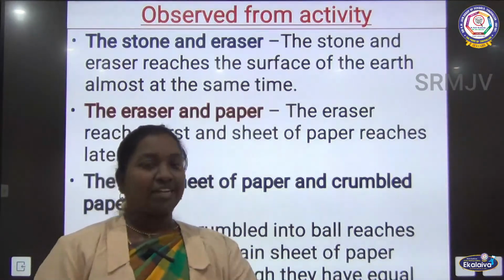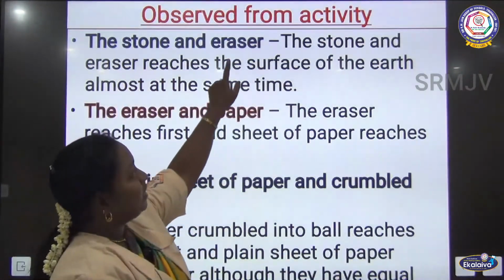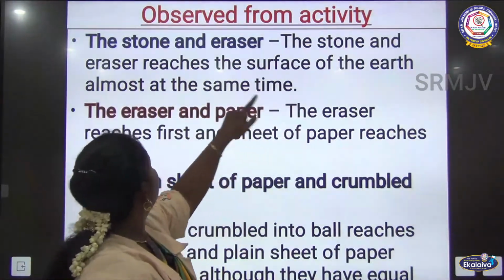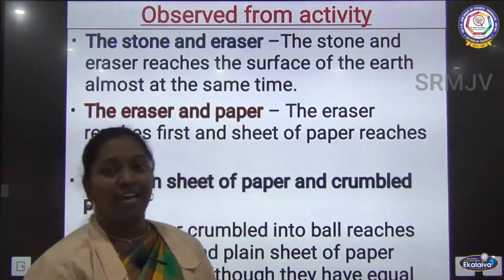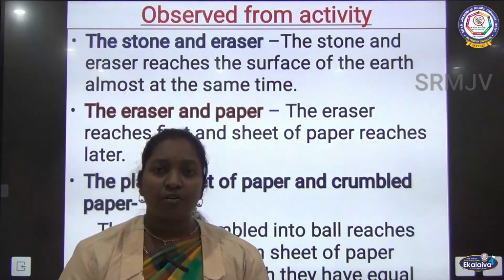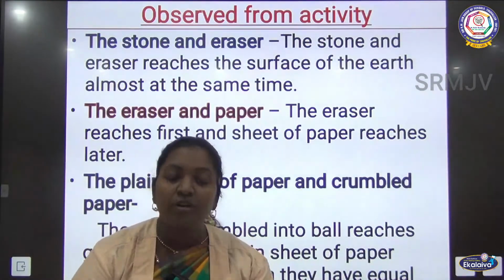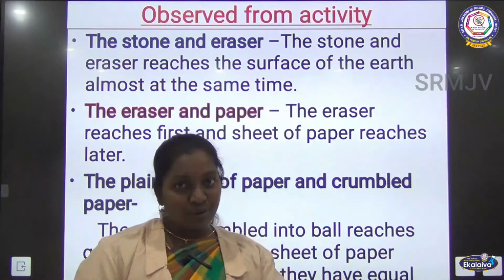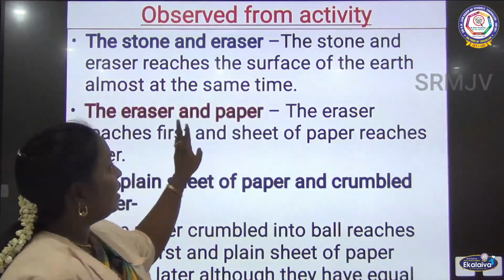Now, activity 1, stone and eraser. The stone and eraser reach the surface of the earth almost at the same time. When I have a stone and an eraser in my hand and throw them up, which will come down first? We cannot predict, because both will reach the ground at the same time. This is activity 1.